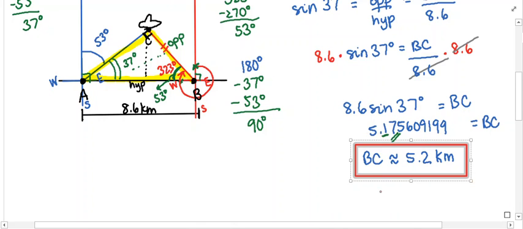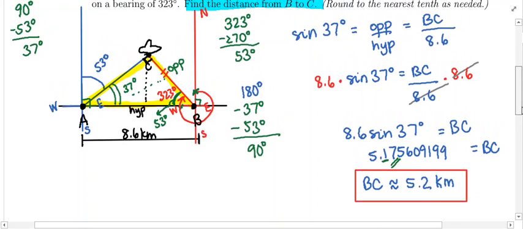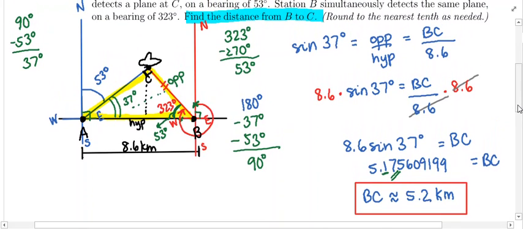We are done. Keep in mind, to do this problem, you did not have to set up the ratio with sine. You could have used any of the right triangle ratios, as long as you had the needed information to do so.